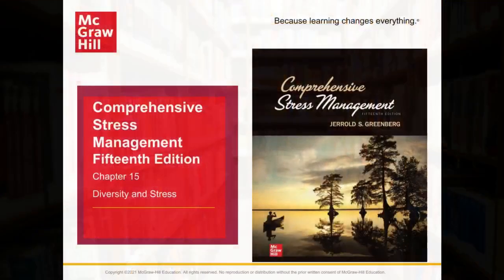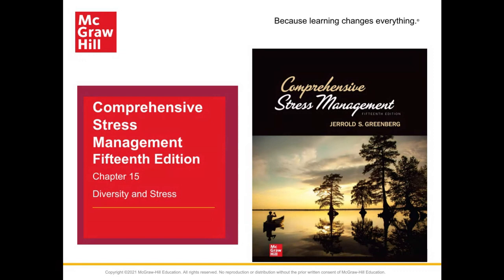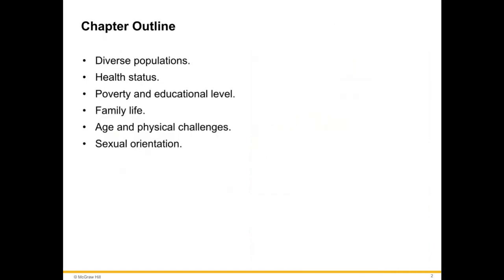We're going to go ahead and launch into our lecture number 15, which has to do with diversity. Chapter outline: diverse populations, health status, poverty and educational level, family life, age and physical challenges, and sexual orientation. Now, this is just kind of scratching the surface on these topics.